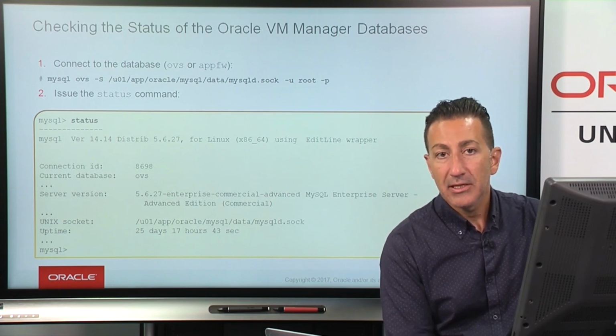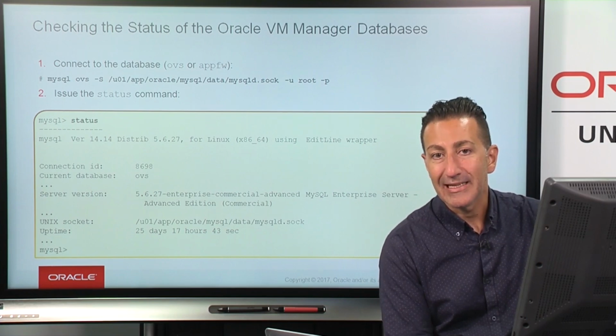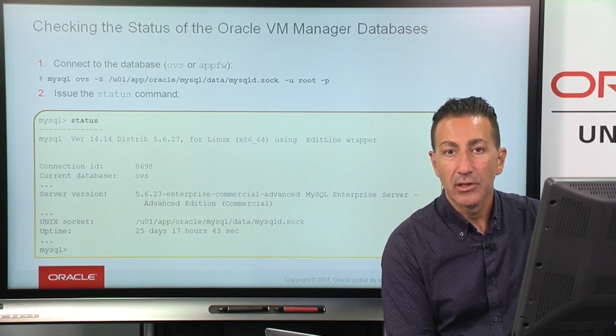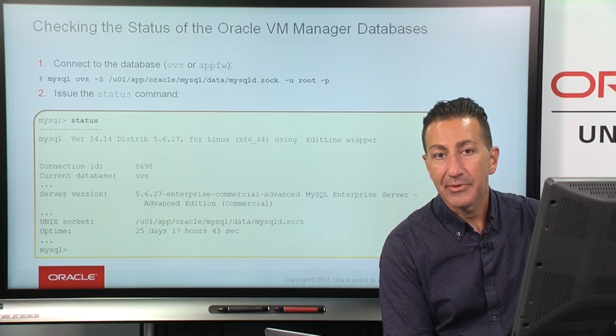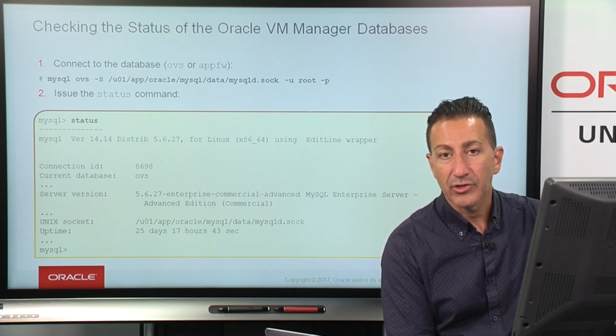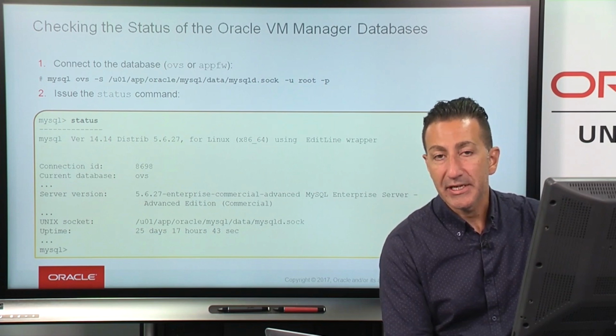So one of the typical commands is status. Basically, it checks that the server is running. Also, you get the information about the version of the MySQL server engine. You also get information about, for example, the uptime, the Unix socket, and the local connection information that you use. And after that, you could show the tables and so on.